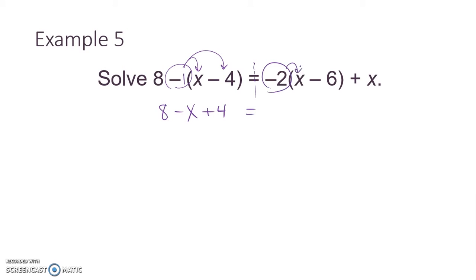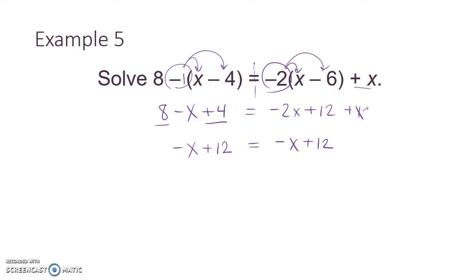Equals. Distribute here. We have negative 2x. And then a negative times a negative will be a positive 12 plus 12. Oh, plus x. Sorry. Plus x. When we combine our like terms, we have an 8 and a 4. So we'll have negative x plus 12 equals, then we have negative x and a positive x will give us a negative x plus 12. And this is where we're going to stop here.